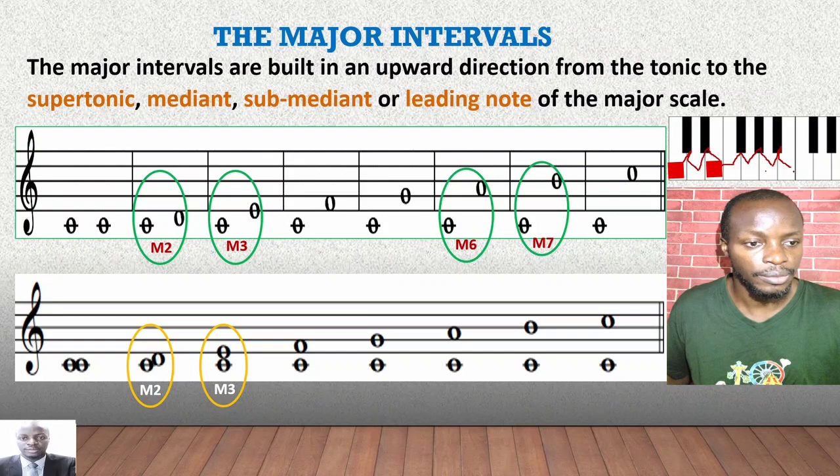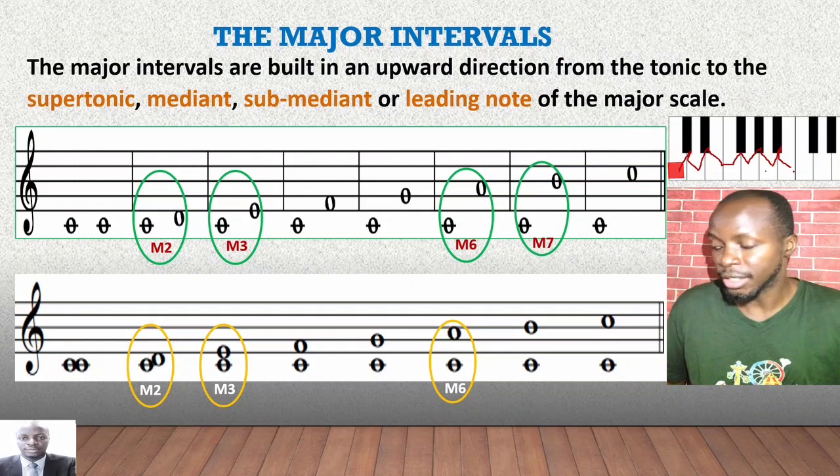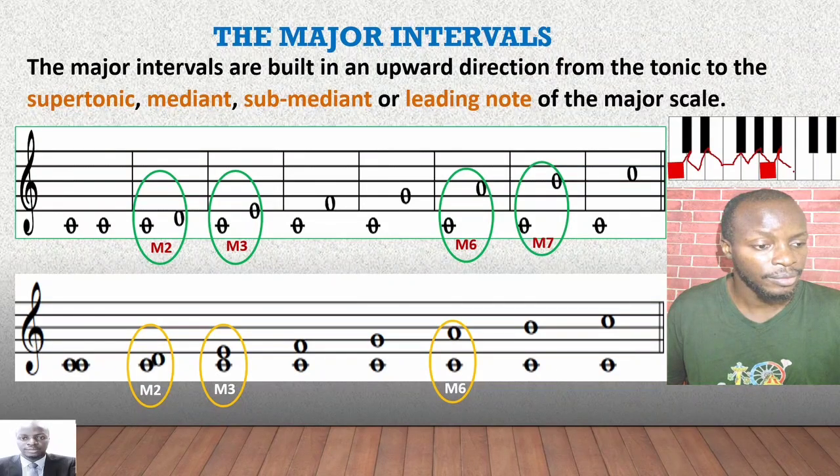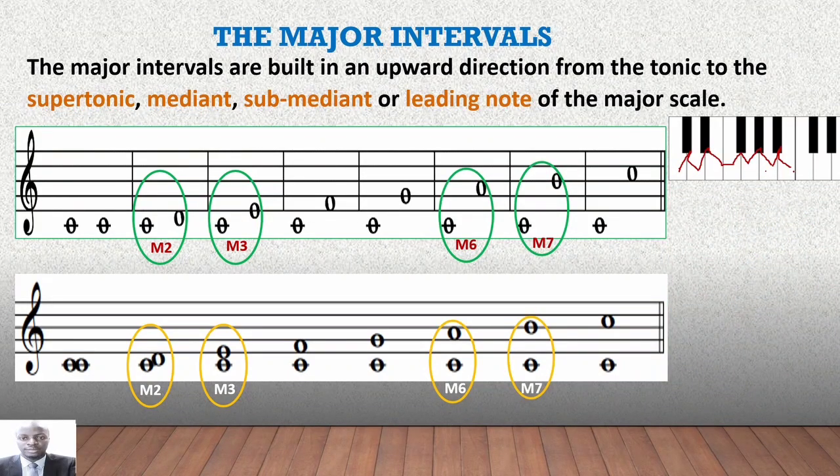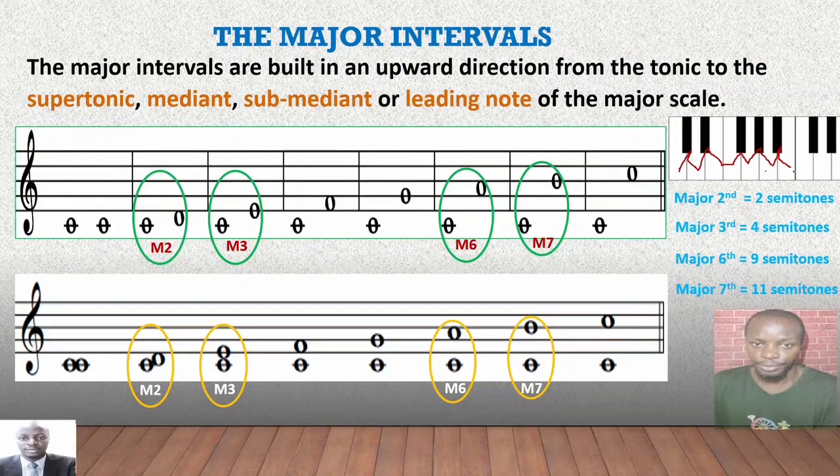That's a major third. And there is also a major interval between C and A. Okay, and of course between do and ti is a major seventh. In summary, a major second has 2 semitones, a major third has 4 semitones, a major sixth has 9 semitones, and a major seventh has 11 semitones, right?